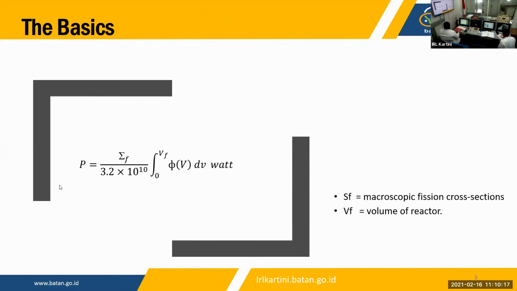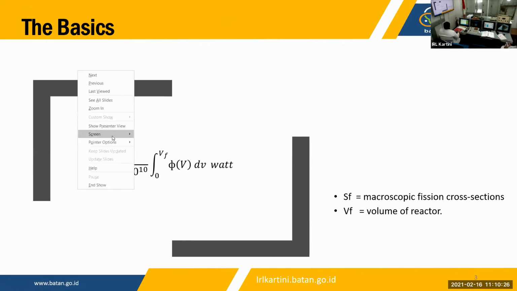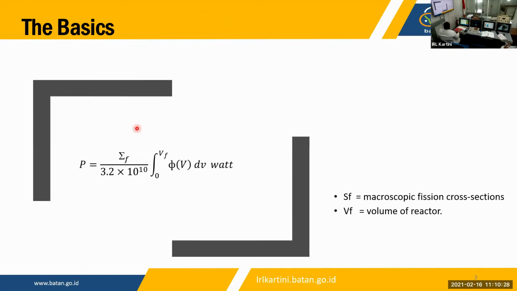So this is the basic equation of what we are going to do today. First of all, this is the equation for the power generation. Here, power is the macroscopic cross-section of fission divided by 3.2 times 10 to the power of 10, integrated by the flux from 0 to the volume of the core itself, in watts.